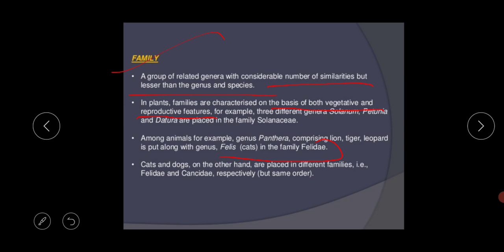Cats and dogs, on the other hand, are placed in different families, Felidae and Canidae respectively, but the same order is there. There are also some differences in the suffix used for families. A plant family ends in the suffix -aceae, and an animal family suffix is -idae, like Formicidae, Felidae. So all those things are there.